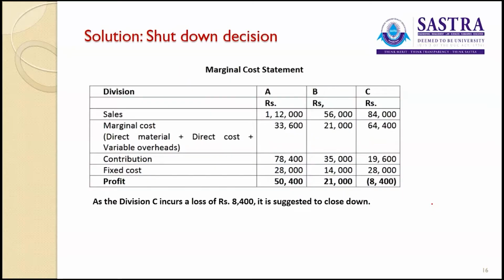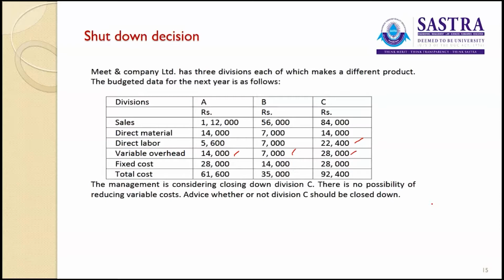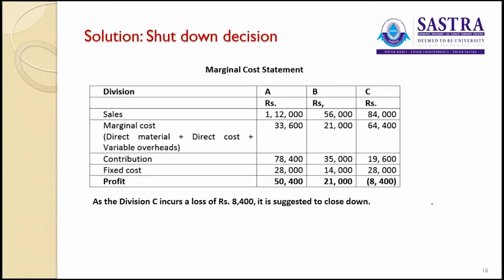See, a marginal cost statement should be prepared with the help of the information given. That is, we have sales, less your materials, less labor, less your variable overhead. We'll get a marginal cost total. Then we'll get the contribution when it is deducted from sales. Then we have the fixed cost and we'll have the profit. It is given here 1,12,000 for A, for B it is 56,000, for C it is 84,000. And then this is your marginal cost when you add your direct material, direct labor and your variable overhead. That is 33,600, 21,000 for B, 64,400 for C.